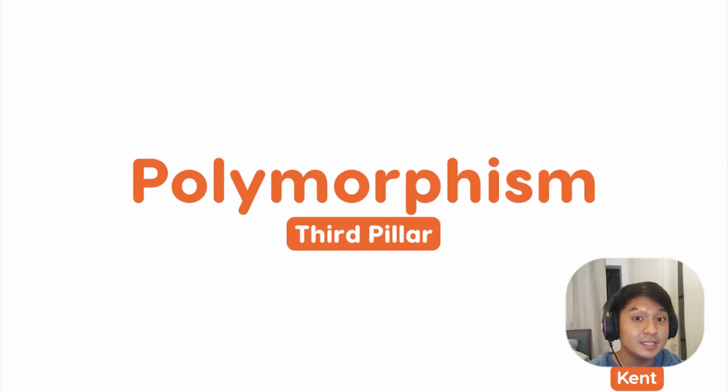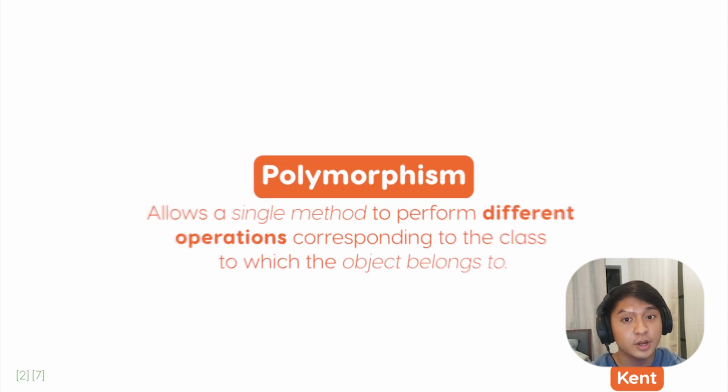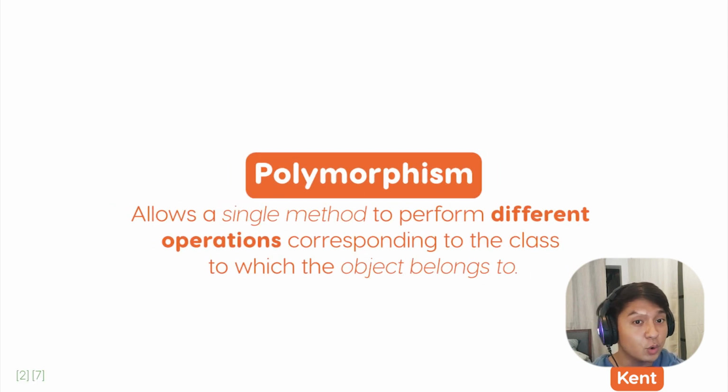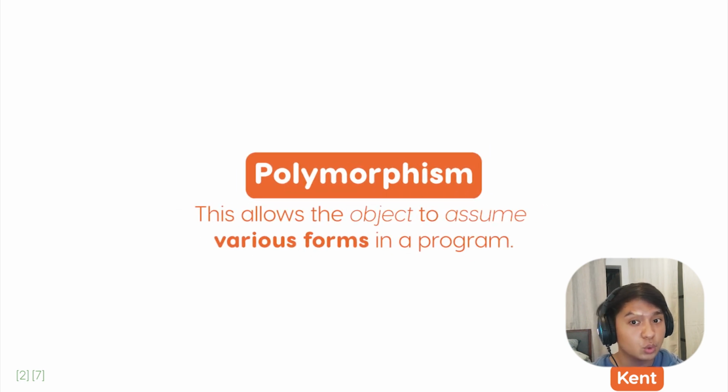What's next? Last but not the least, we'll be exploring polymorphism, the third pillar. Polymorphism is a feature in OOP that allows a single method to perform different operations corresponding to the class to which the object belongs to. This allows the object to assume various forms in a program.